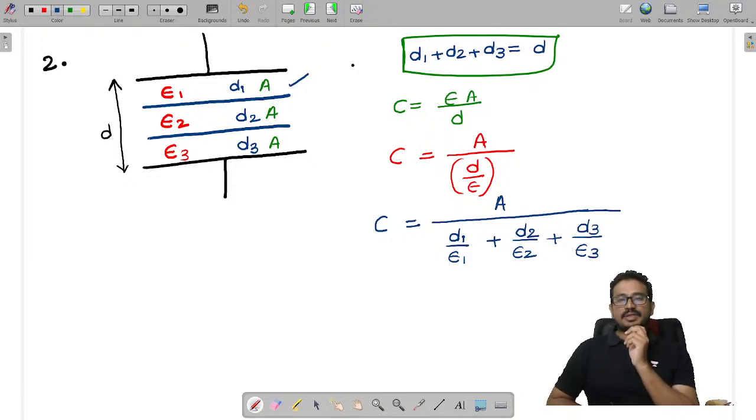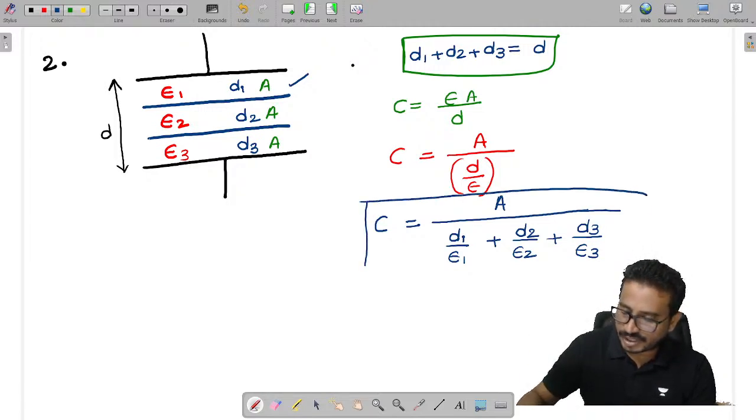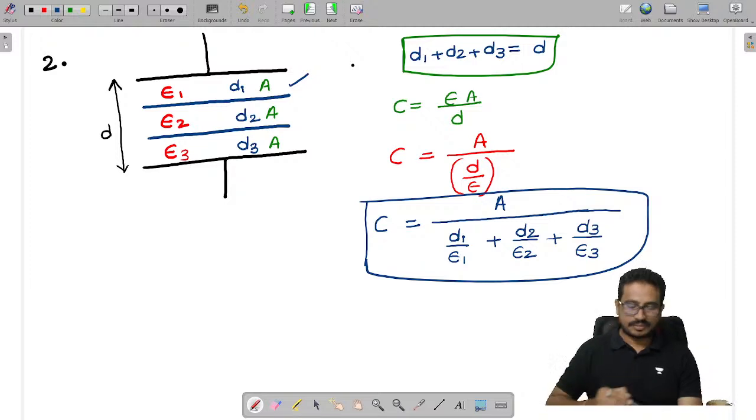d1 by epsilon 1, d2 by epsilon 2, d over, that's all. Is it fine? So this is the manner we can find the overall capacitance.